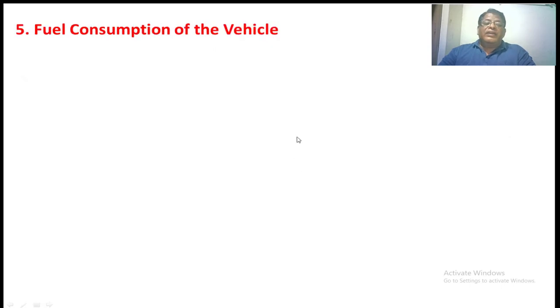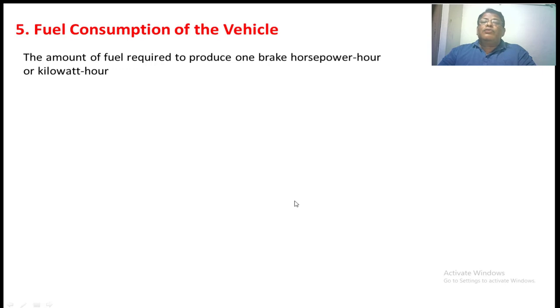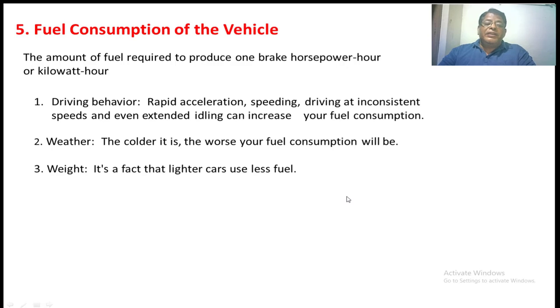Fuel consumption of the vehicle. This is the fifth parameter. The amount of fuel required to produce one brake horsepower or kilowatt hour is nothing but fuel consumption. The fuel consumption depends highly on the driving behavior. When you drive the vehicle, rapid acceleration, speeding, driving at an inconsistent speed, and even extended idling can increase your fuel consumption.